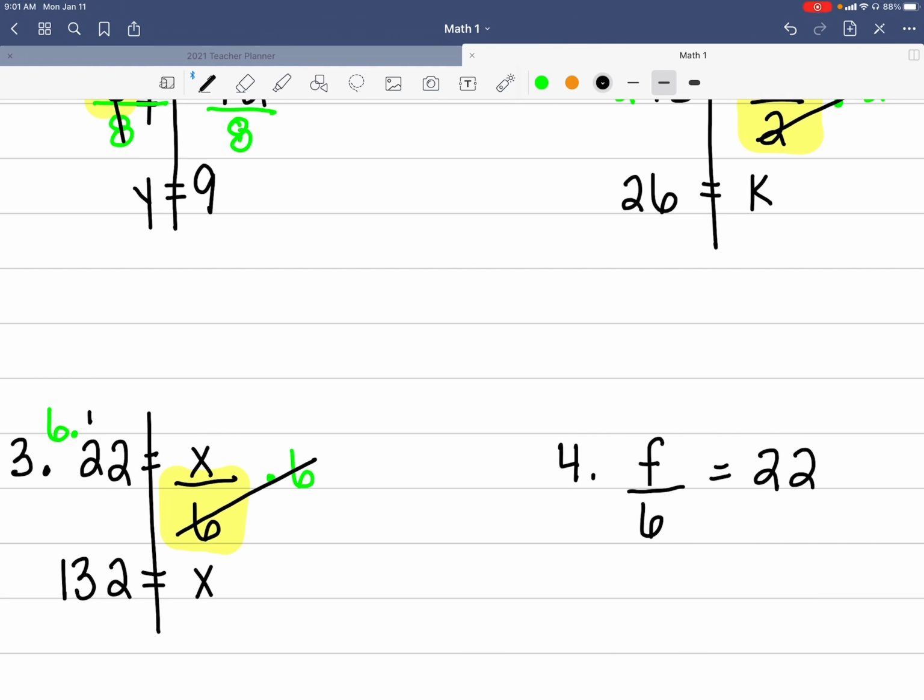All right, and our last example. So we're solving for f, and we're dividing by 6. So if we're dividing by 6, we're going to multiply by 6 as the inverse. So I'm going to multiply by 6 on both sides.